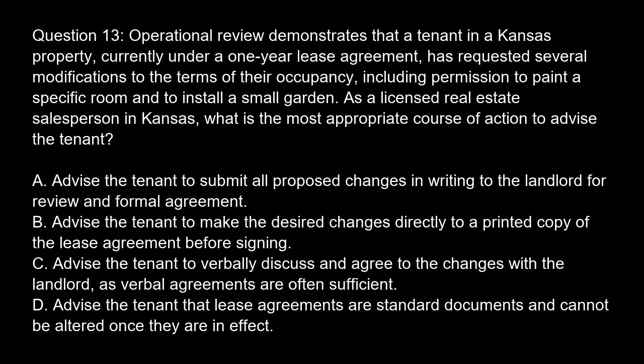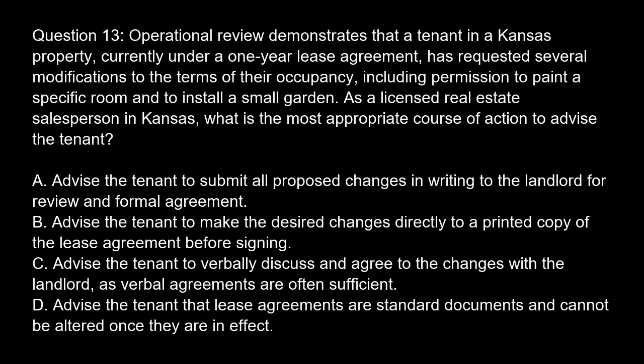Question 13. Operational review demonstrates that a tenant in a Kansas property, currently under a one-year lease agreement, has requested several modifications to the terms of their occupancy, including permission to paint a specific room and to install a small garden. As a licensed real estate salesperson in Kansas, what is the most appropriate course of action to advise the tenant? Option A. Advise the tenant to submit all proposed changes in writing to the landlord for review and formal agreement.